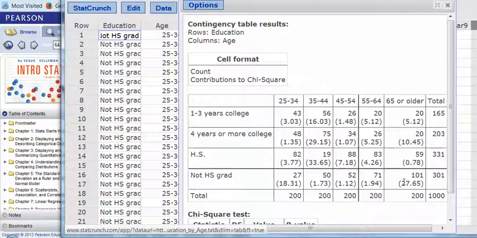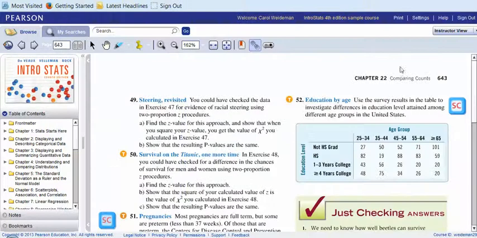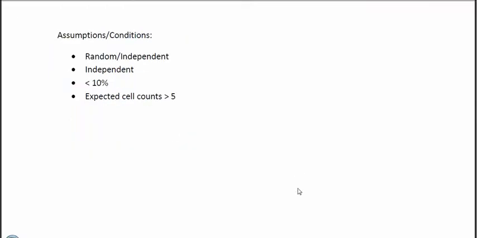People 65 and older have a large number of people who are not high school graduates, and that cell, and also this cell here, are contributing the most to the overall chi-square. Okay, so I'm going to go ahead and close this one down, and I picked another problem to work through where we only have summary data.